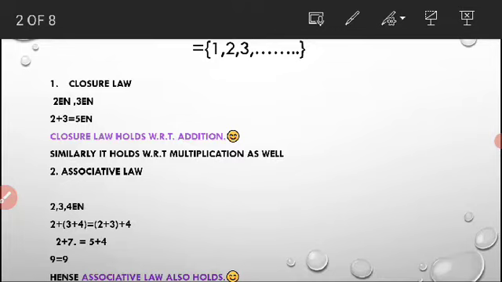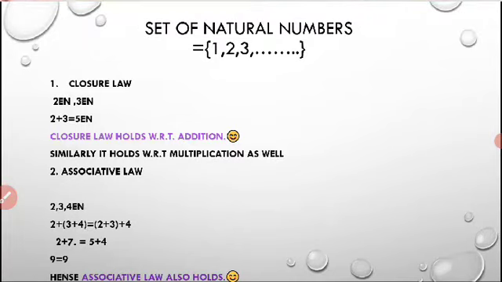The first set is the set of natural numbers. We are going to check whether the natural numbers are a group or not. So we have to check one by one the four properties we discussed in our last lecture. The first property was the closure law, and in closure law we take any two elements from that set. Here we take 2 and 3.